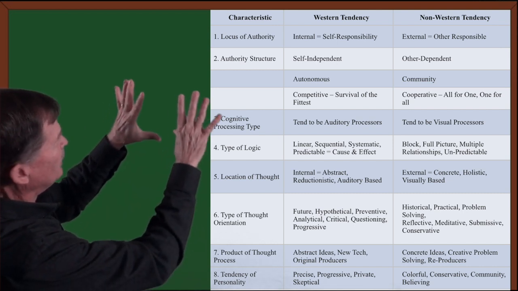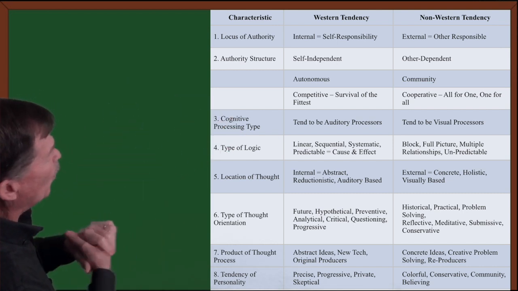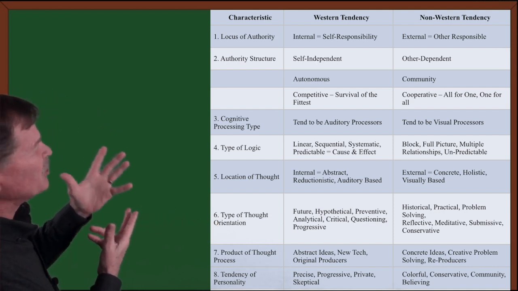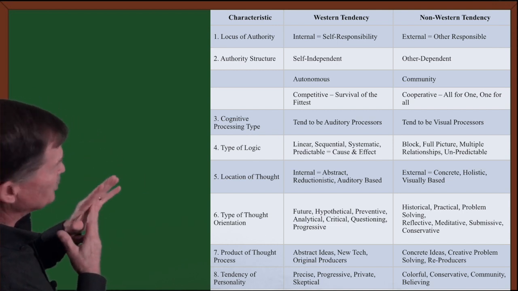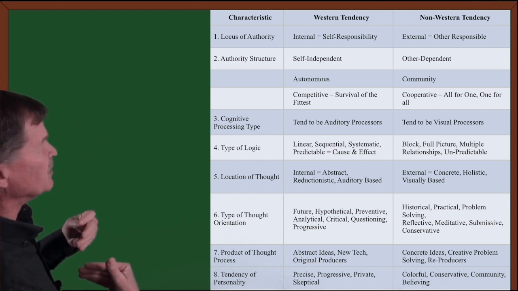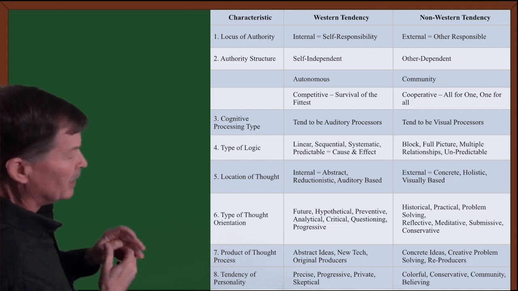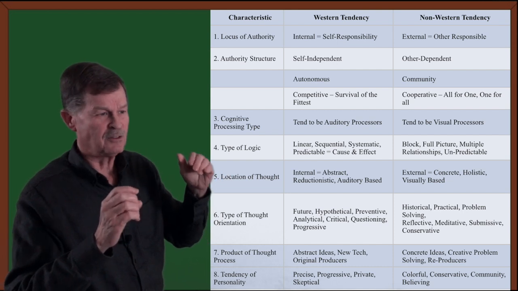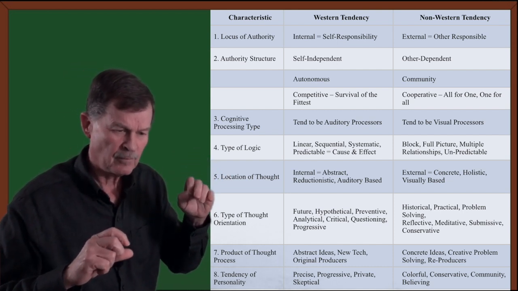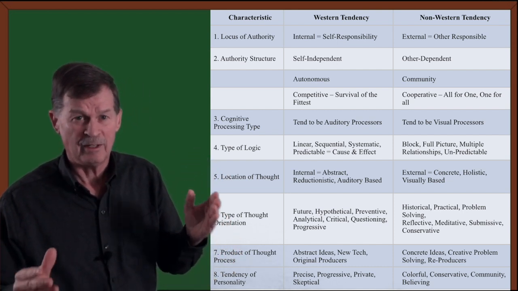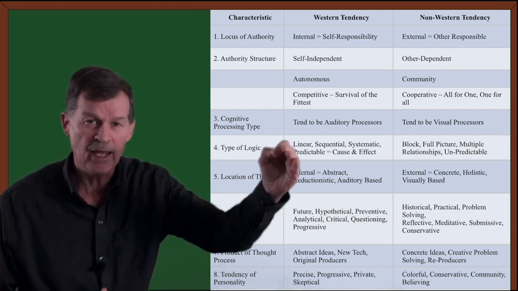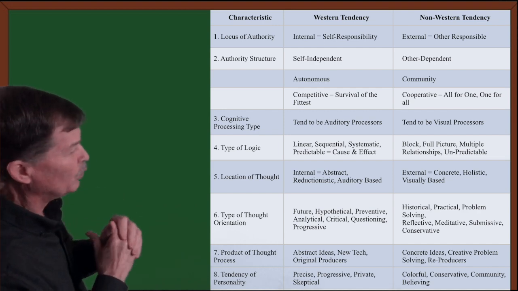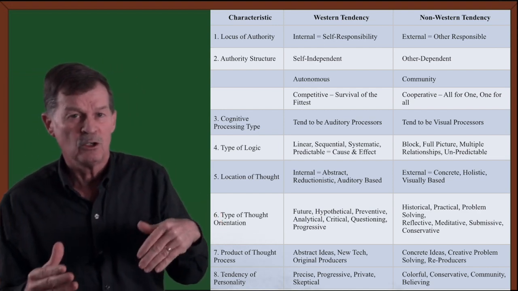Well, a North American or Western personality trait is that they tend to be precise. They tend to be progressive. They tend to be private. They tend to be skeptical. They tend to be loud. They tend to be forceful. They tend to be not followers. They tend to kind of bull ahead or push ahead in things. And so that would be a tendency personality, which again is a part of critical thinking.